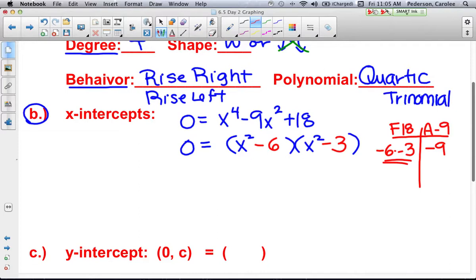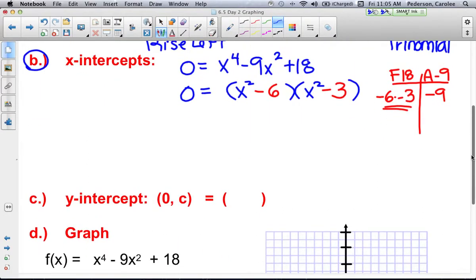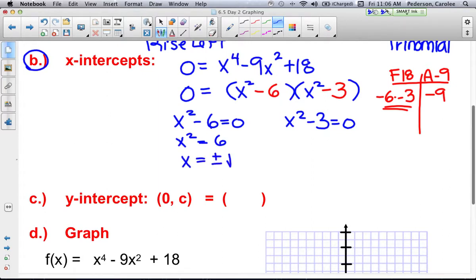So now we have this factored out, and now we use the zero product property and set those factors equal to 0 and solve for x. Remember, if you have a 4th degree polynomial, you have up to 4 zeros in the function. So I set x squared minus 6 equal to 0, and then x squared minus 3 equal to 0. Now I undo it, so I add 6, and then I square root it. Don't forget the plus and minus in front of the square root of 6.